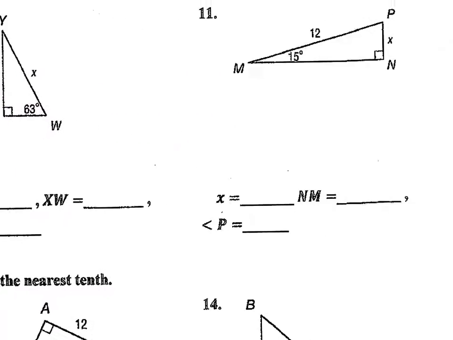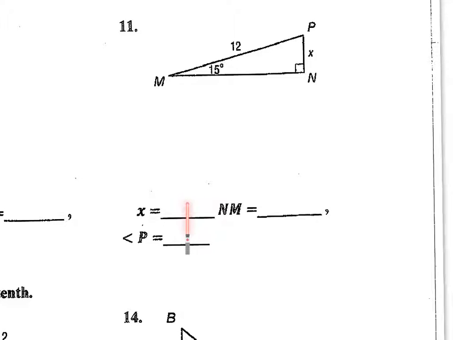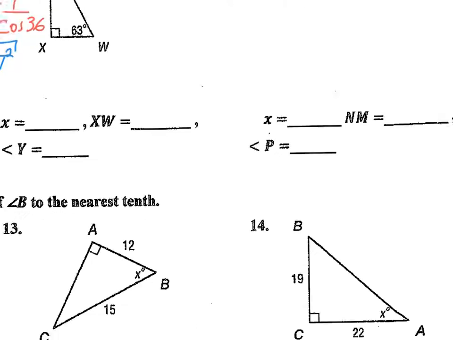For number 11, for x is 3.11, NM is 11.59, and angle P is 75 degrees. Any questions about 10 or 11? Do you get those two? So they're pretty much the same thing as number 9.